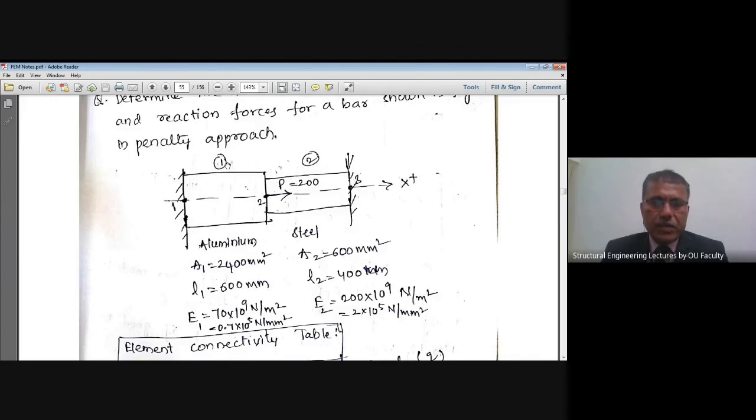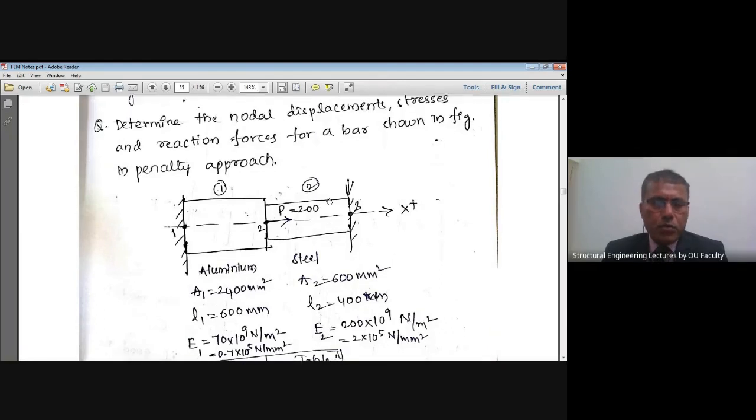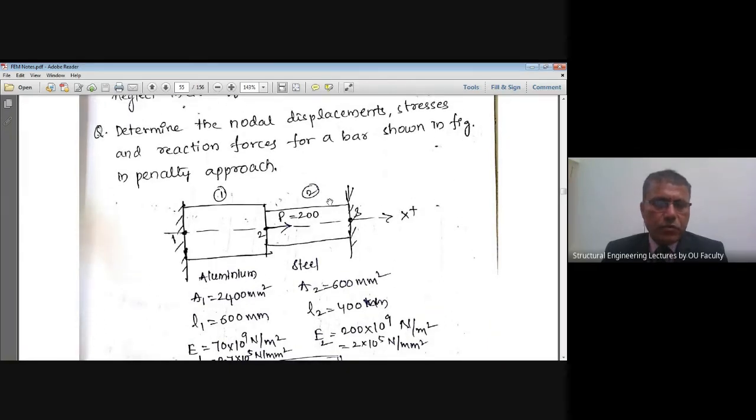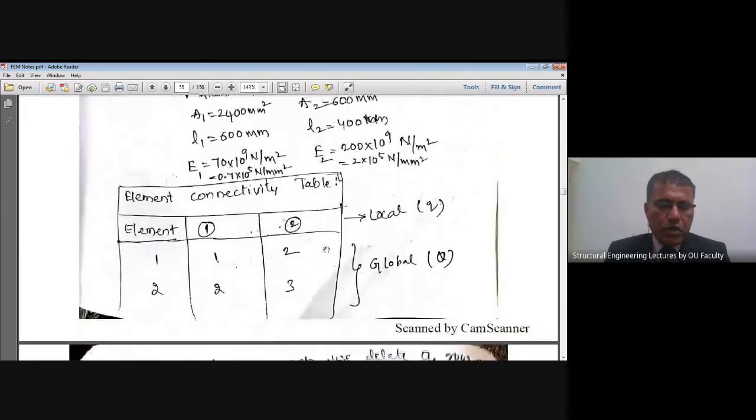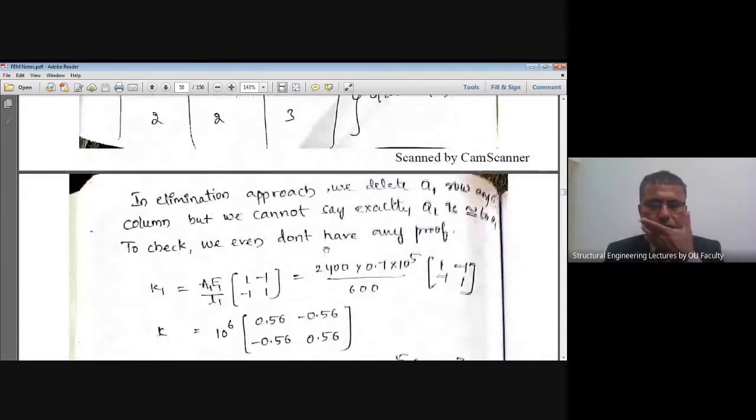material. I'll call this the first element. This is quite a different material, steel. I'll call this the second element. Now, because of that, even if the cross sections are the same, I must have a node here, because at this node a load of P equal to 200 kilonewtons is acting. Right?